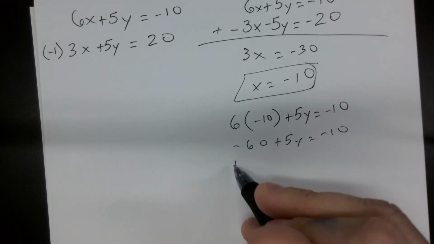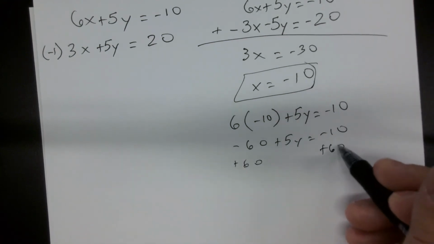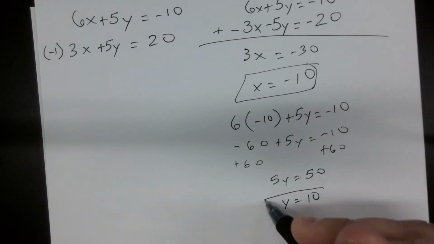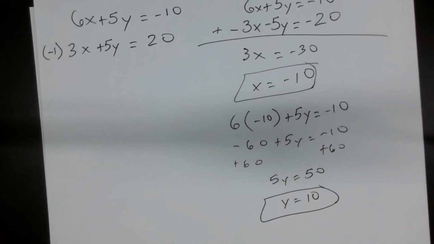We're going to add 60 to both sides. 5y is going to equal 50, or y equals 10. So x equals negative 10, y equals 10. That's kind of cool.